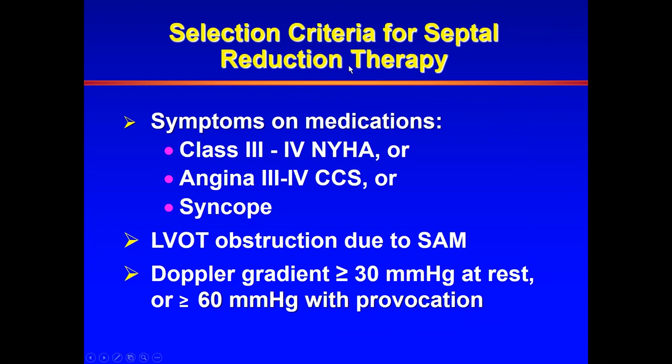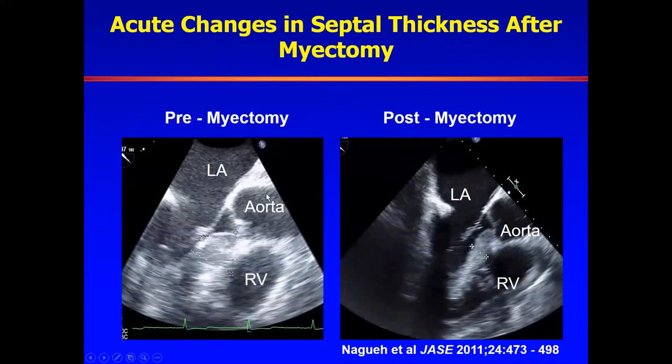Septal reduction therapy is considered for patients who are on medications but are still symptomatic, be it with dyspnea or angina or syncope. The obstruction is due to systolic anterior motion of the mitral valve, so we are talking basal obstruction, and a gradient at rest of 30 or 60 with provocation. The first of these approaches for septal reduction is myectomy, which has been performed for many years.